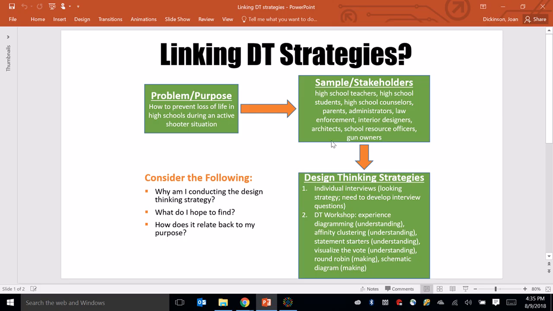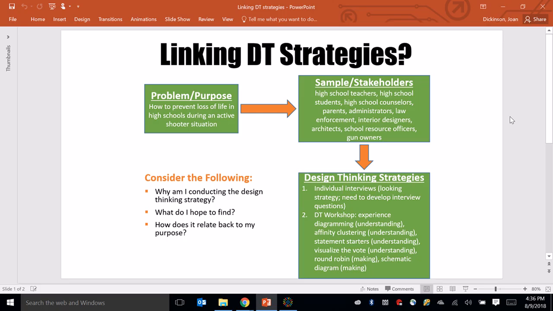And if you're going to do interviews, you must develop the interview questions. Something to always keep in mind when you are developing those interview questions is to make sure they relate back to the purpose of the study. After he interviewed each stakeholder, he then conducted a design thinking workshop, which all of the stakeholders participated in. The first design thinking strategy he used was experience diagramming.